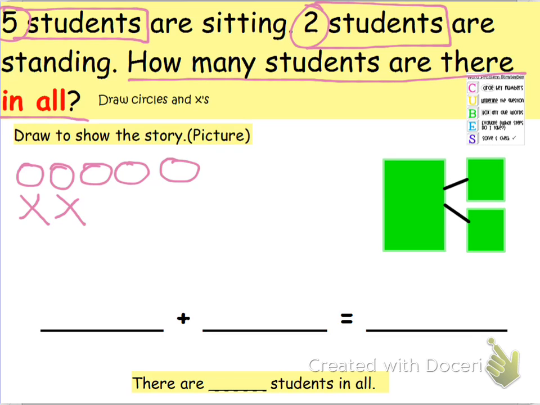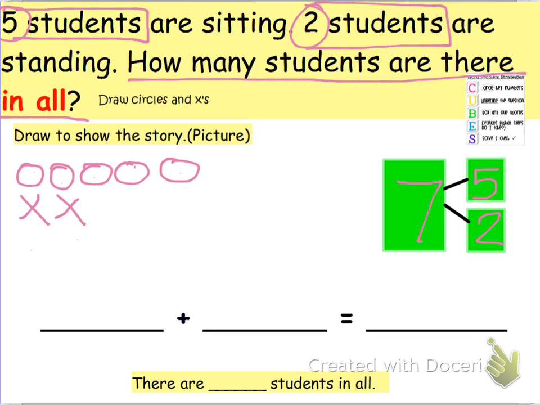So now looking at this, we have 5 students that are sitting, 2 students that are standing. Let's put this into our number bond. We know that 5 and 2 are our parts. 5 and 2. So now let's figure out how many are all together. Well, let's count the circles and the X's. 1, 2, 3, 4, 5, 6, 7. Well, we know there's 7 students that are all together.